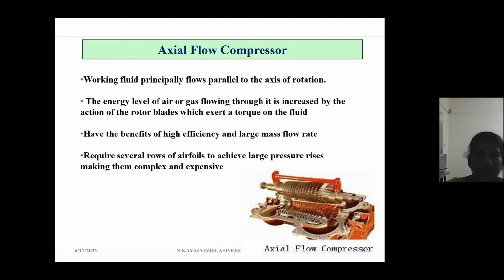Next is the axial flow compressor. Here the fluid principally flows parallel to the axis of rotation. The energy level of the air or gas flowing through it is increased by the action of the rotor blades, which exert torque on the fluid. The real picture is given in the diagram. The axial flow compressor has the benefits of high efficiency and large mass flow rate, but it also requires several rows of airfoils to achieve large pressure rises, making them complex and expensive.